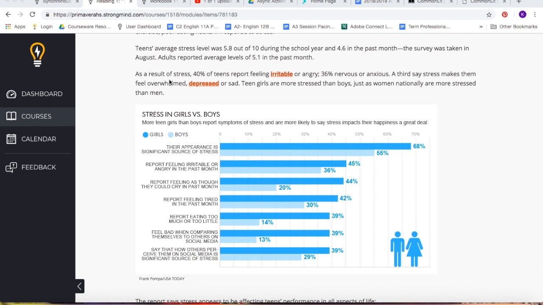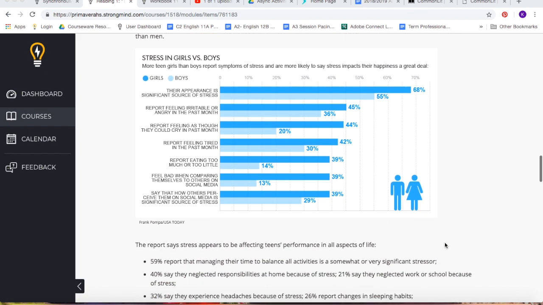So again, we see here, as a result of stress, 40% of teens report feeling irritable or angry, 36% nervous or anxious. So she's again referring to the bar graph that we looked at. A third say stress makes them feel overwhelmed, depressed, or sad. Teen girls are more stressed than boys. That introduces us to this next section here. So we can see that girls are dark blue, boys are light blue. So it acts as a comparison between the two, boy versus girl. How are they feeling their stress? How is that stress making them feel? And it allows us to compare the two side by side.